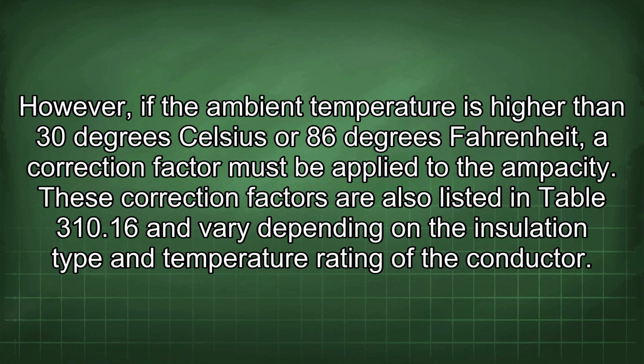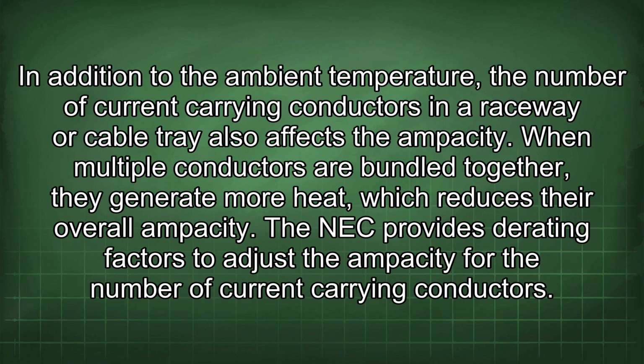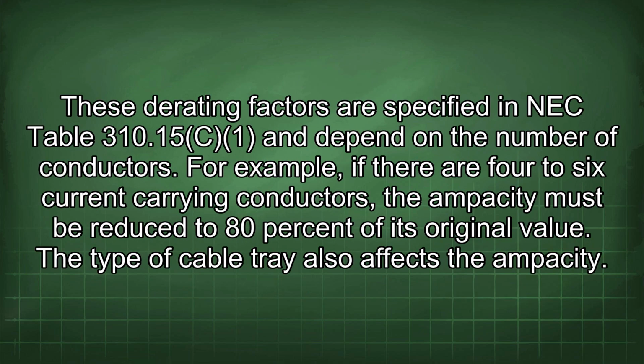In addition to the ambient temperature, the number of current-carrying conductors in a raceway or cable tray also affects the ampacity. When multiple conductors are bundled together, they generate more heat, which reduces their overall ampacity. The NEC provides derating factors to adjust the ampacity for the number of current-carrying conductors. These derating factors are specified in NEC Table 310.15 and depend on the number of conductors.